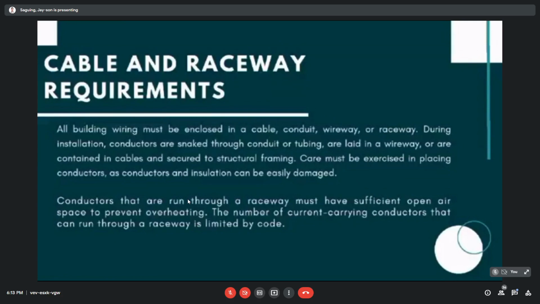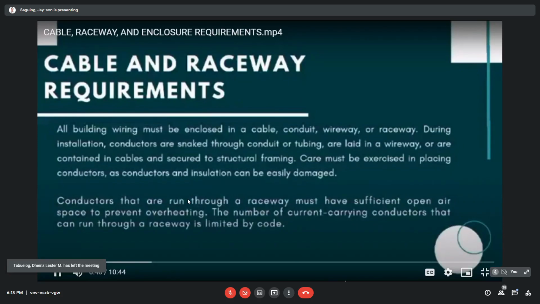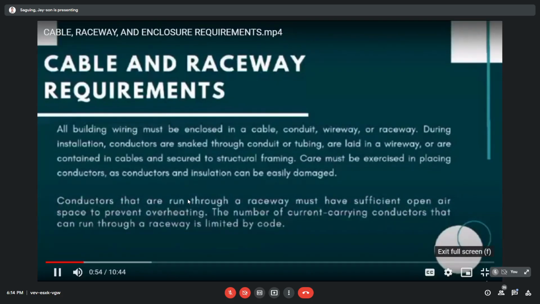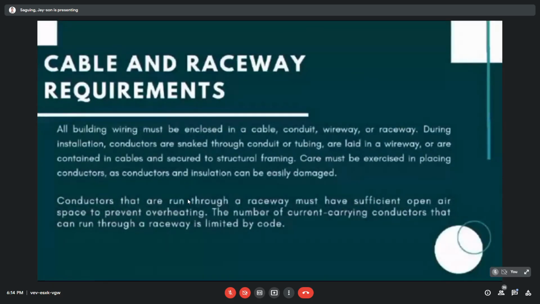In placing conductors, care must be exercised, as conductors and insulation can be easily damaged. An example of this is that if a conductor is pulled through a tight conduit, it can stretch, and stretching reduces the cross-sectional area of the wire, thereby reducing its ampacity, and it can cause deformation. Also, this creates an unsafe condition because the conductor can overheat.